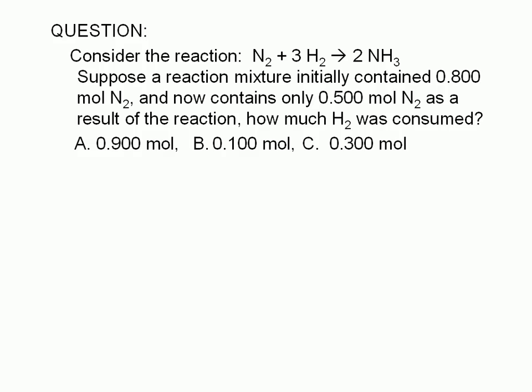Consider the reaction. N2 plus 3H2 yields 2NH3. Suppose a reaction mixture initially contained 0.800 moles N2 and now contains only 0.500 moles N2 as a result of the reaction. How much H2 was consumed? A. 0.900 mole, B. 0.100 mole, or C. 0.300 mole.